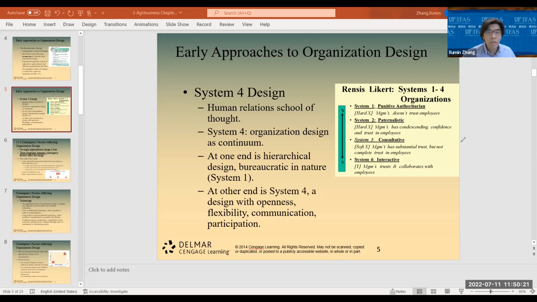So we have introduced the system 4 design. As you can see, system 1 is where management doesn't trust the employee, and system 4 is trust and collaboration, delegating responsibility to employees. We call this an employee-oriented, employee-focused approach to organization design.